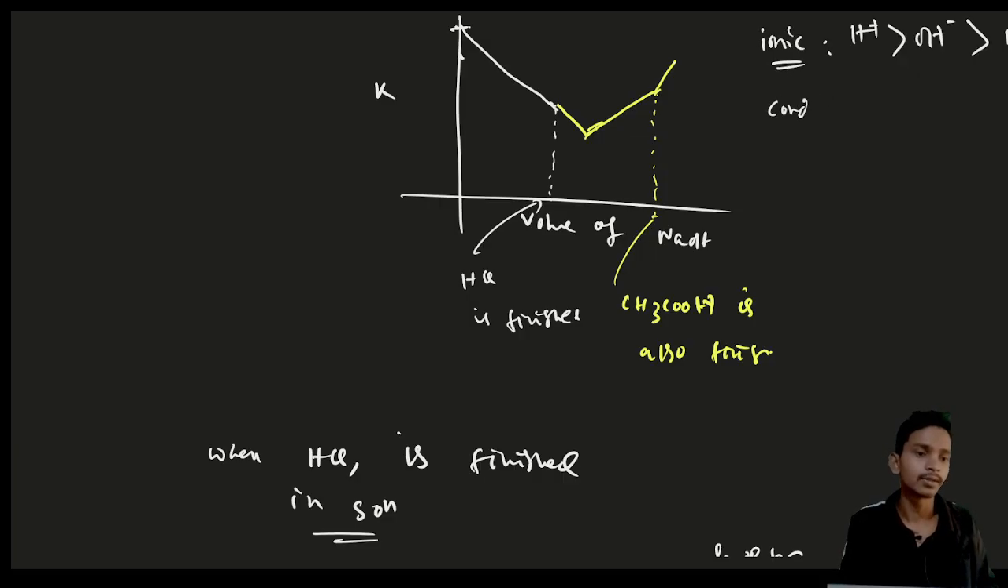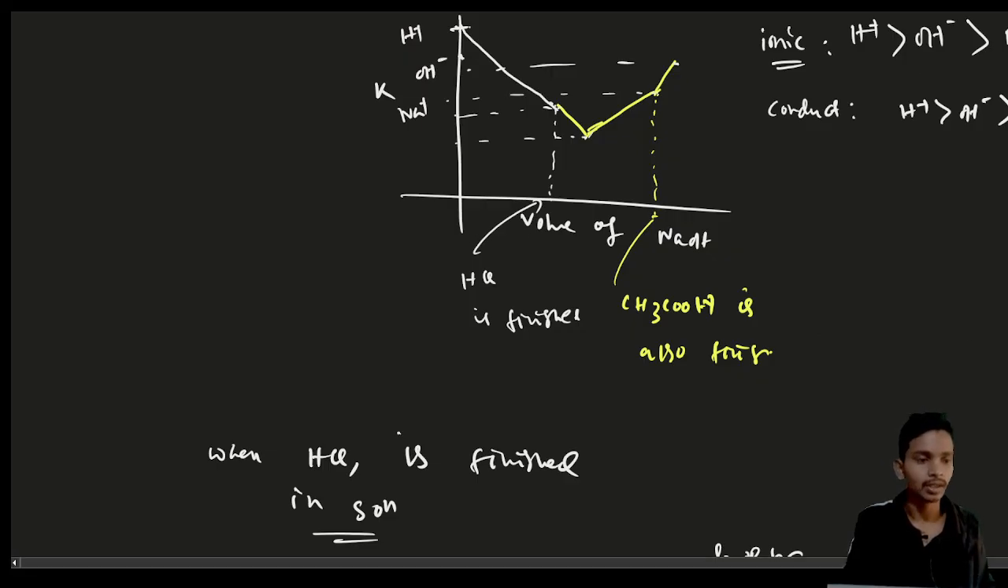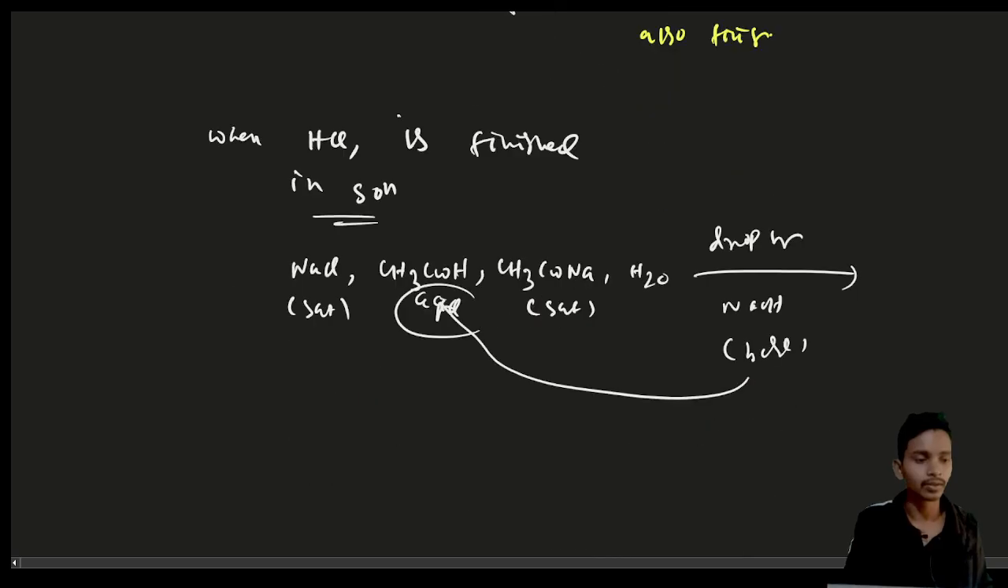Then conductance also, the main contribution is of H plus. So this is due to H plus, and here H plus is over. And this is due to the common ion effect that CH3COOH concentration decreases. After that Na plus is increasing, this is due to Na plus, and this is due to OH minus. Okay, so this we already discussed. So let me draw in a clear picture, how this graph looks like.